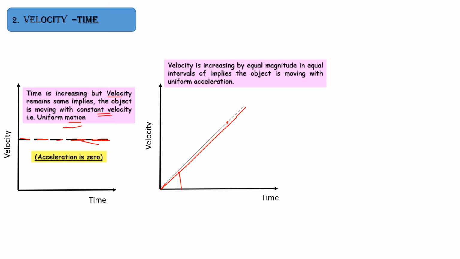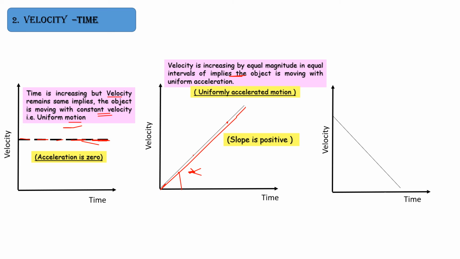Now this is a positive slope. The angle will be positive with respect to the x-axis, right? So here velocity is increasing by equal magnitude in equal intervals of time, which implies the object is moving with uniform acceleration. Once you find the slope of this graph, you will get acceleration, which will be uniform acceleration. So we say uniformly accelerated motion. Here the slope is positive, so acceleration will be positive.